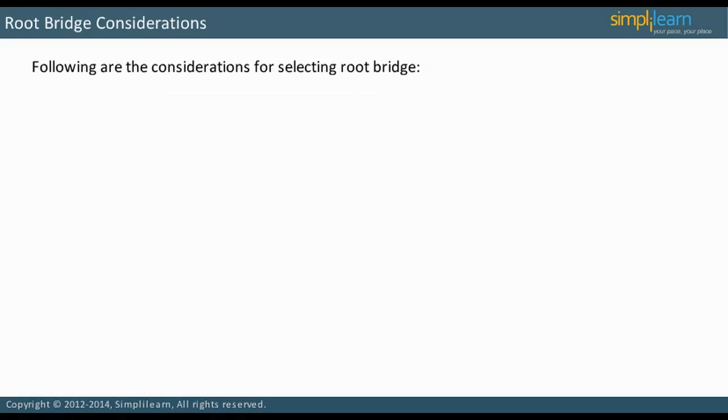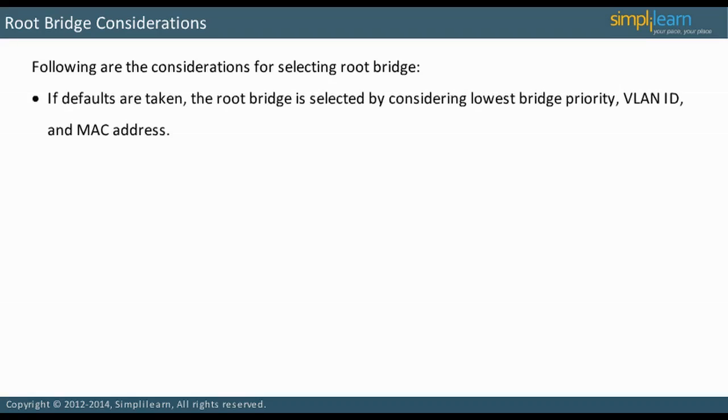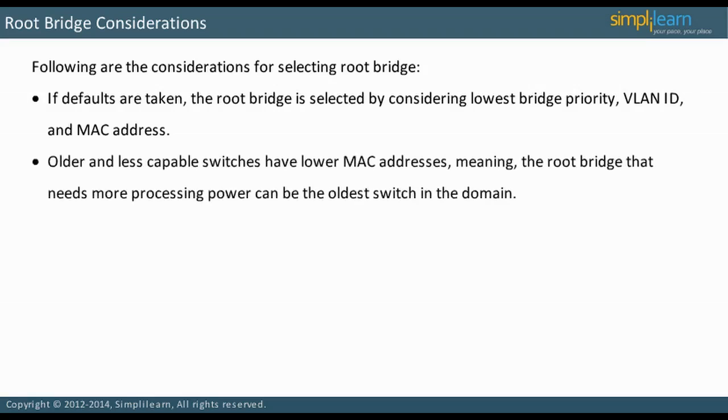The bridge ID consists of bridge priority, VLAN, and MAC. If defaults are taken, the root bridge is selected by considering lowest bridge priority, VLAN ID, and MAC address. Older and less capable switches have lower MAC addresses, meaning the root bridge that needs more processing power can be the oldest switch in the domain.